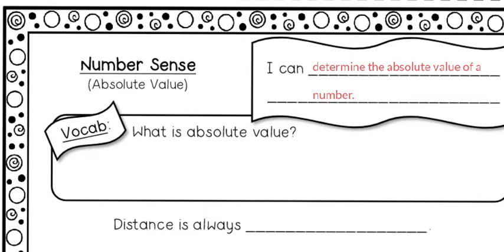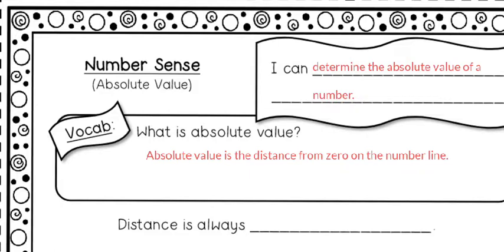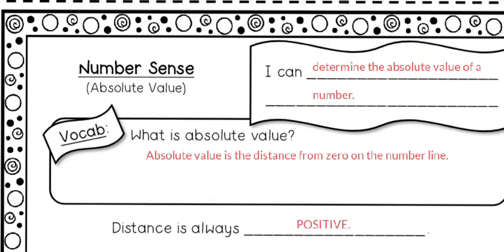What is absolute value? Absolute value is the distance from 0 on the number line. The distance is always positive. Now let's look at some examples.